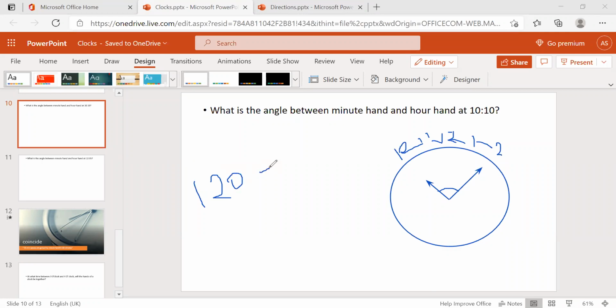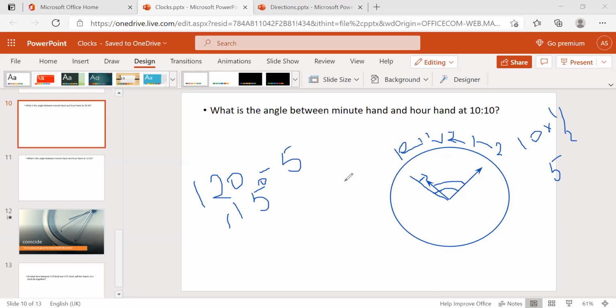120 minus or plus. So exactly at 10, it is 120 degrees. But after 10 minutes, the hour hand will move towards 11. So the angle will be reduced. This is the total angle 120, and this will be the reduced angle. So how many minutes? 10 minutes. 10 into 1 by 2. So it is 5. So it's minus 5, nothing but 115 degrees. Is it right?